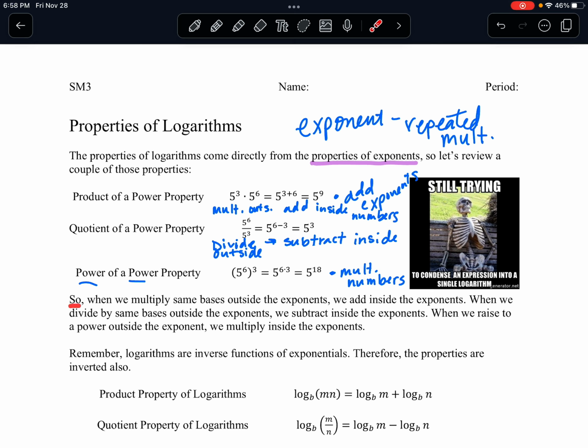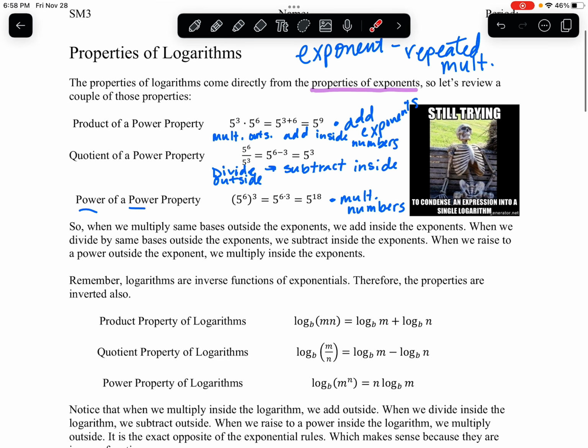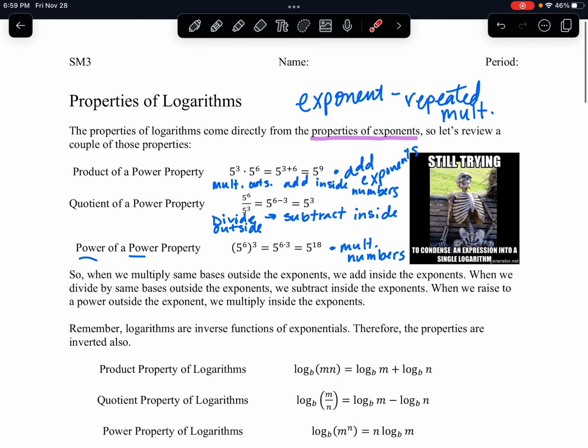So when we multiply same bases outside, we add the inside exponents. When we divide by the same bases outside, we subtract the inside exponents. And so yes, that's kind of it. That is the review of properties of exponents.